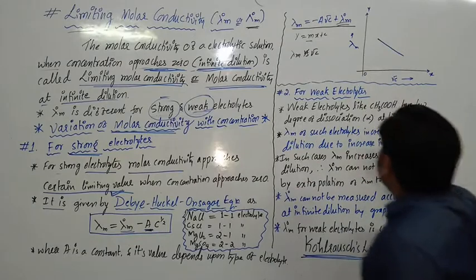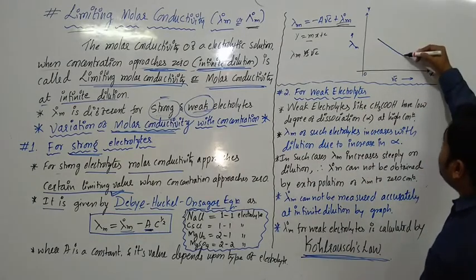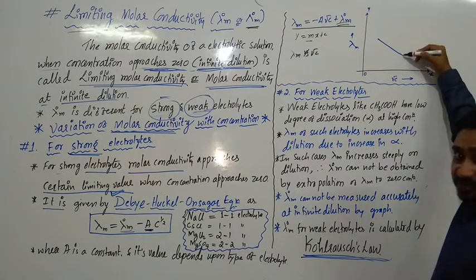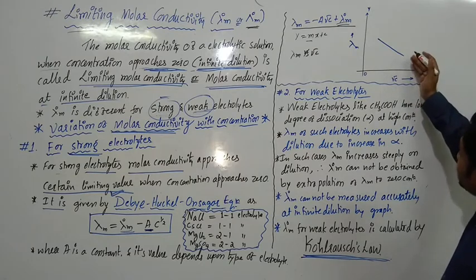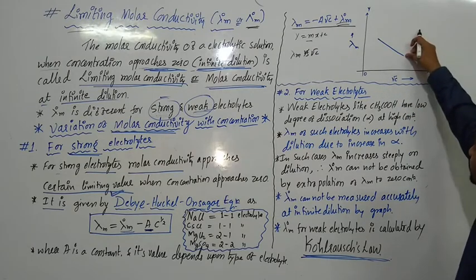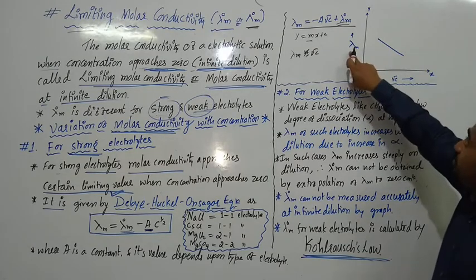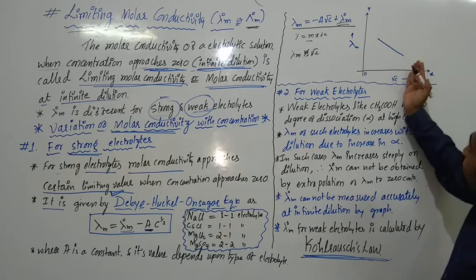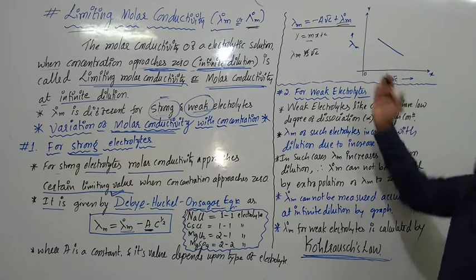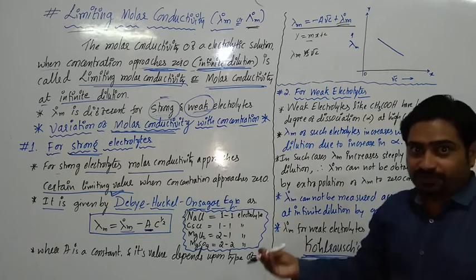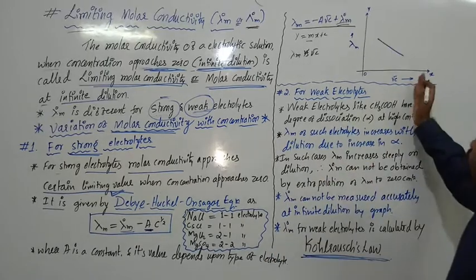What happens here? Here, the concentration of the electrolyte is high. When the concentration of the electrolyte is high, the lambda m value is very low. As concentration decreases, when does concentration decrease? On dilution. On diluting, what happens?